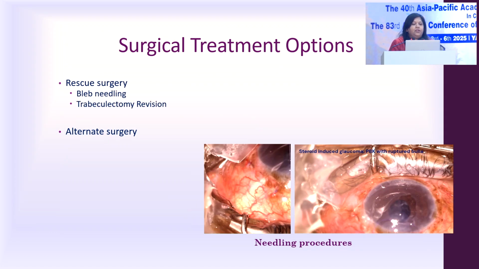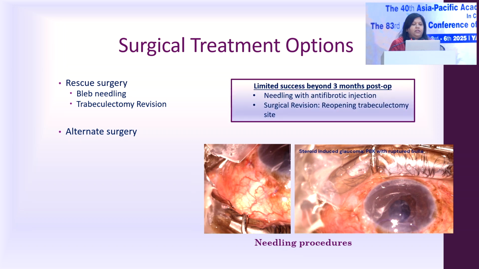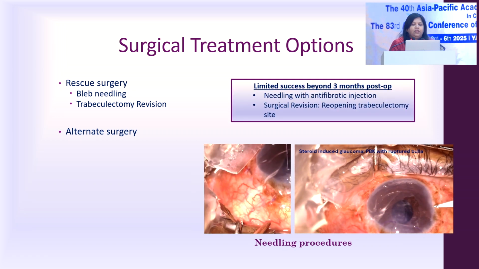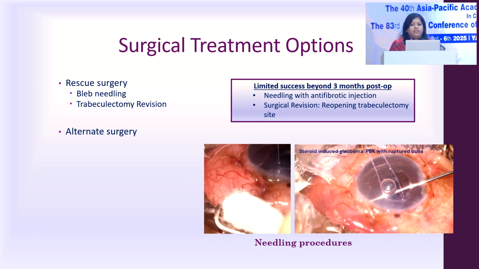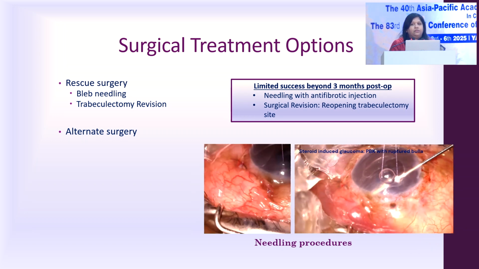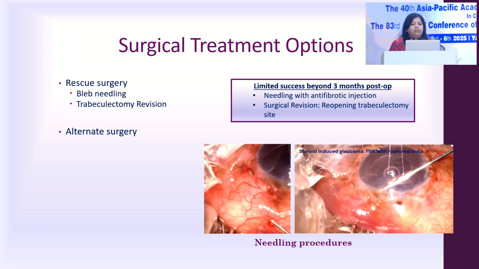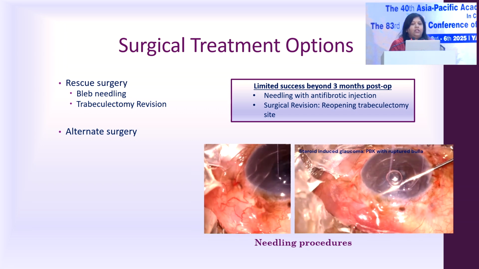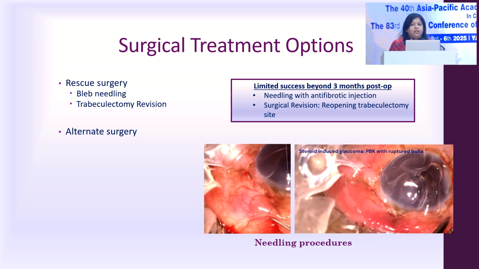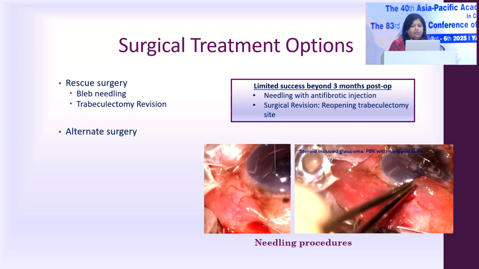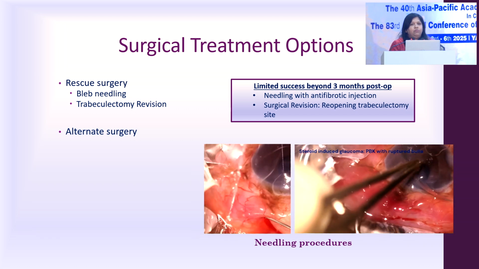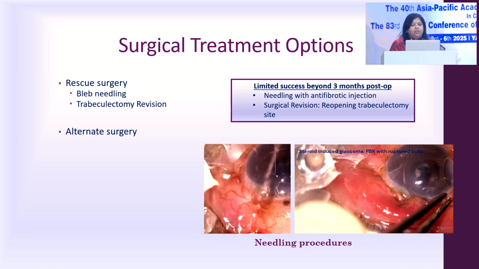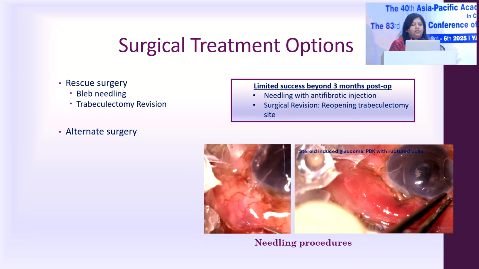Surgical treatment. So we have rescue surgery, that is bleb needling, or a TRAB revision. Again, both the bleb needling procedures have a limited success beyond 3 months post-operative. So it is better to go in for a bleb needling as soon as possible. They will require an antifibrotic injection, as Dr. Kavita just showed. Or one can reopen the TRAB site and remove the episcleral fibrotic tissue. But again, beyond 6 months, these things don't work.